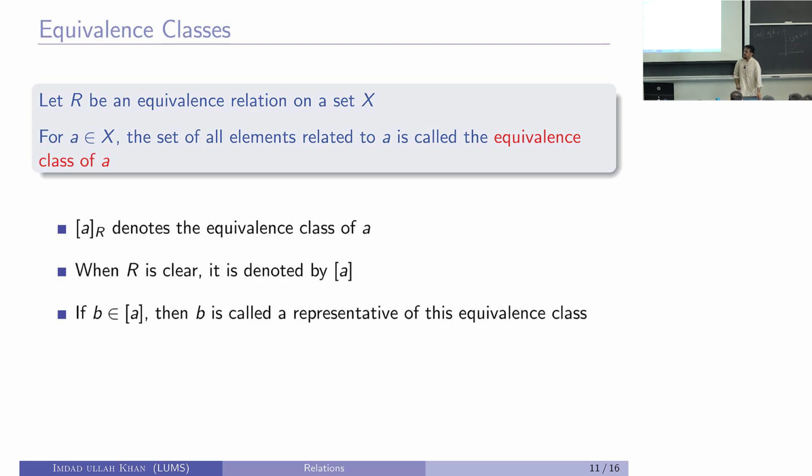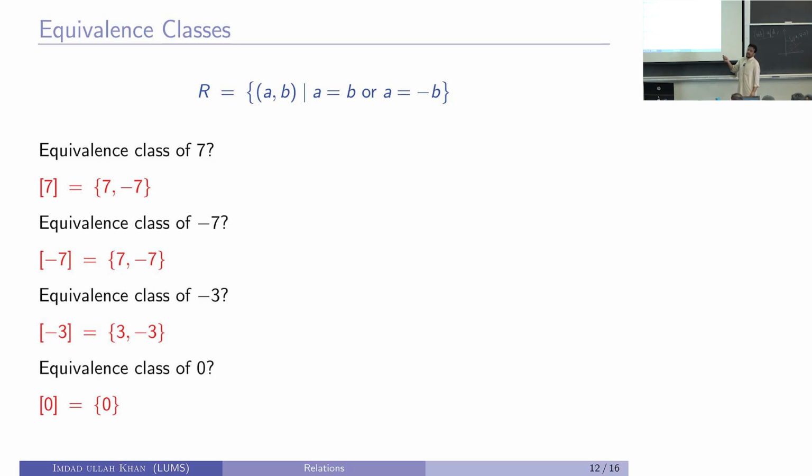Okay. Let's just see this thing. Here is the relation we saw earlier, this absolute value relation. We saw that this was an equivalence relation. Okay. What is the equivalence class of 7? What are the things related to 7? Is 7 related to itself? Why?